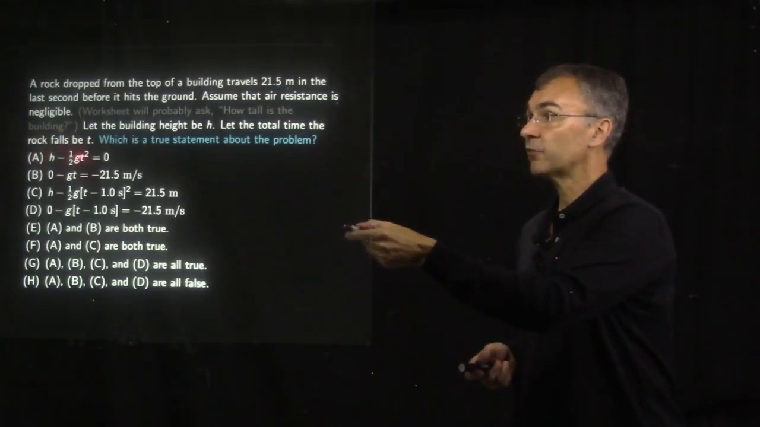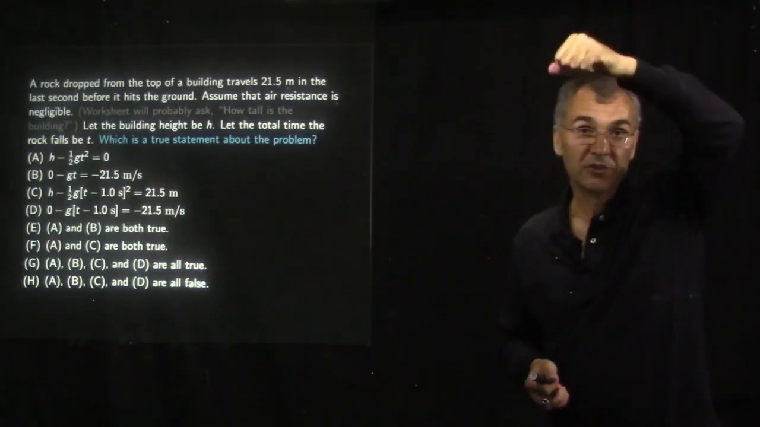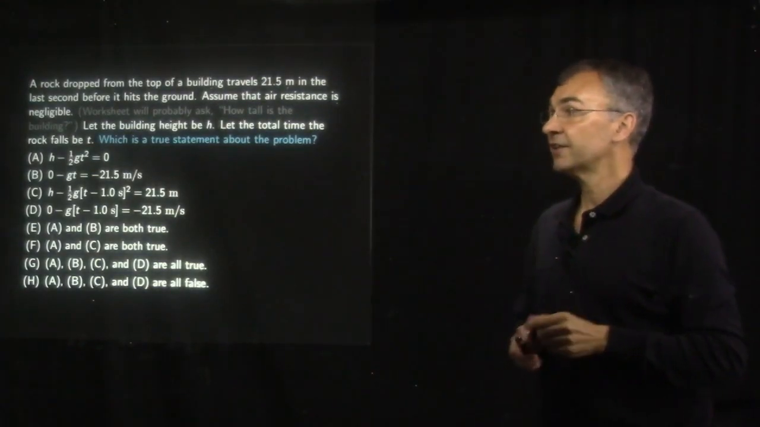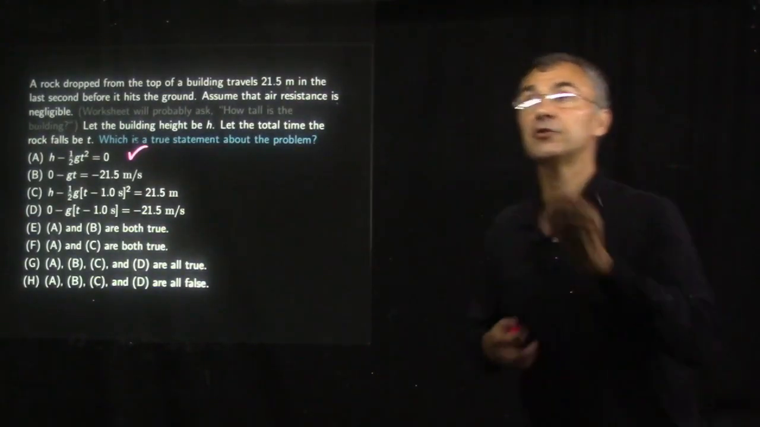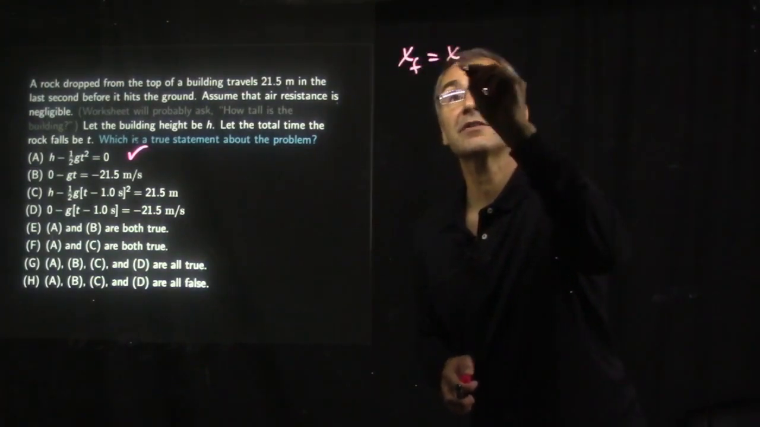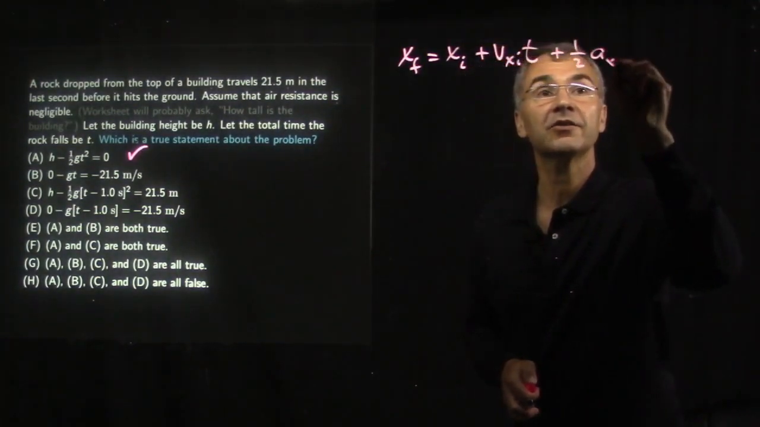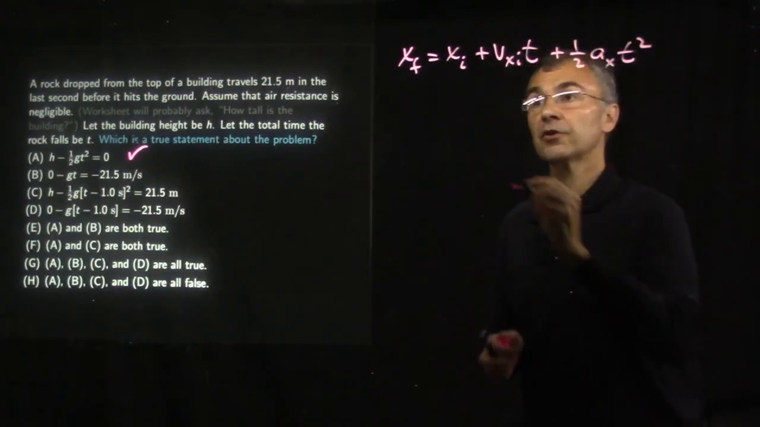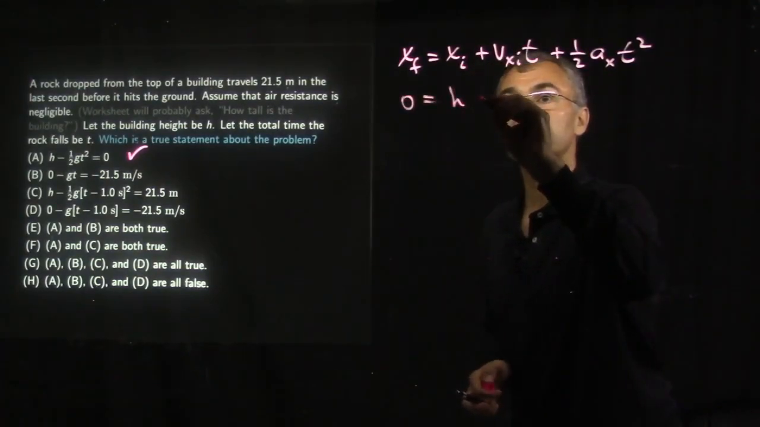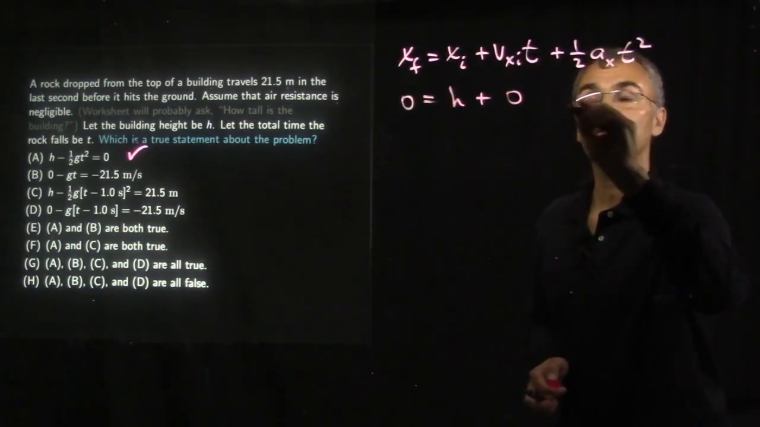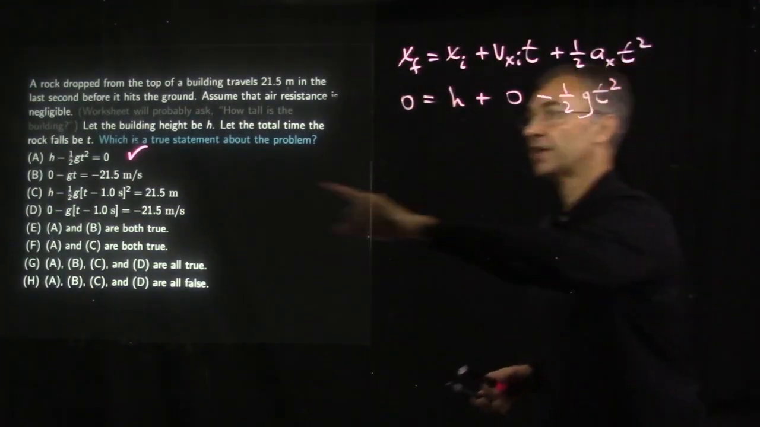Well, h minus 1/2 gt squared equals 0. That says, okay, so it was dropped. When it says dropped, it doesn't mean thrown. It means just released from rest. So I think this is a true statement, because you could say x final is x initial plus vx initial t plus 1/2 a sub x t squared. So x final is 0, x initial is h, vx initial is 0, and a sub x is minus g. So this is the same as this statement.